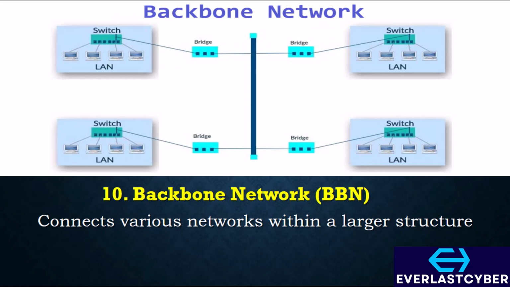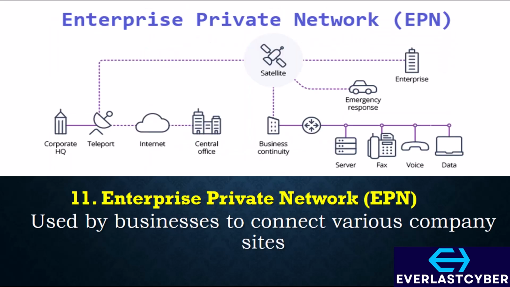The next network type is the enterprise private network, and it is used by businesses to connect various company sites together. Some examples of where the enterprise private network is used is in a corporation where it connects its various headquarters with the branch offices. It is designed to support the organization's specific needs by providing a secure, reliable, and efficient communication and data exchange within the enterprise.